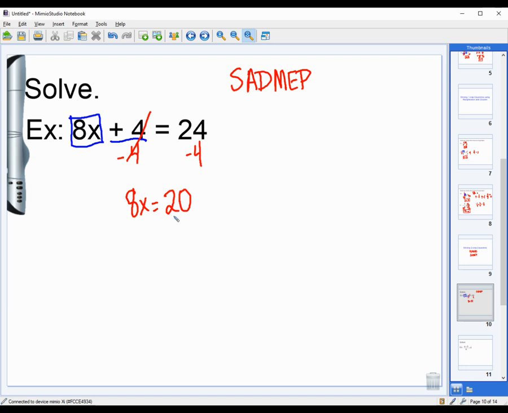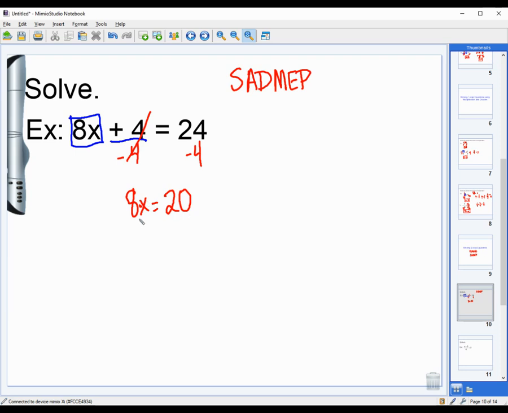Okay, now we need to go ahead and think about our x right here. What's going on with our x? Why is it the way it is? This is because this is 8 times x right now. That's what this is, 8 times x.